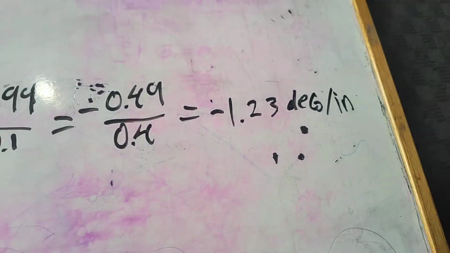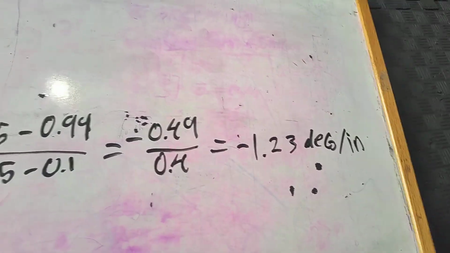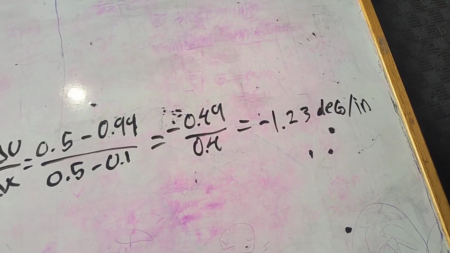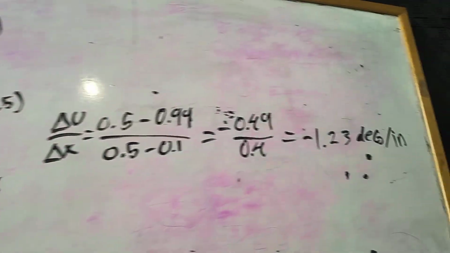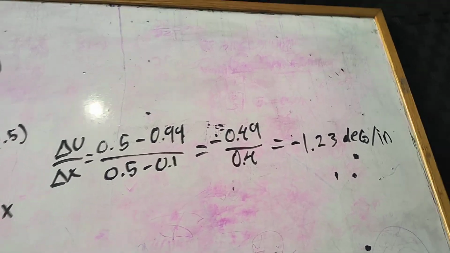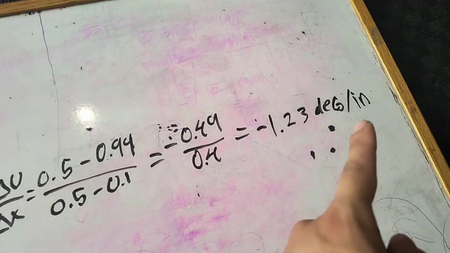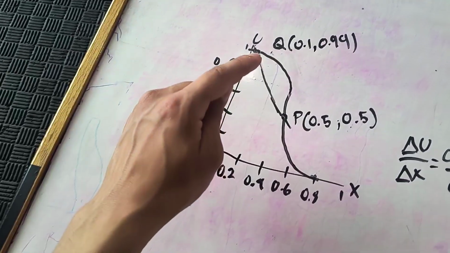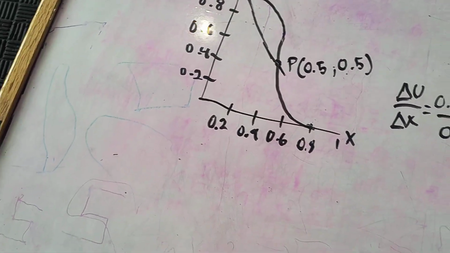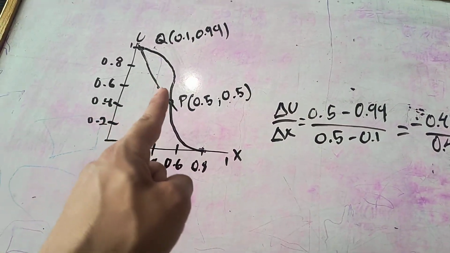So yes, you're dropping 1.23 degrees. The average rate of change for this heat shield would be a drop of negative 1.23 degrees for every inch of depth. And this is the slope of this line right here, the line that passes through the steepest point, from this point to this point. That's what that number is. It's the slope of that line, that secant line.